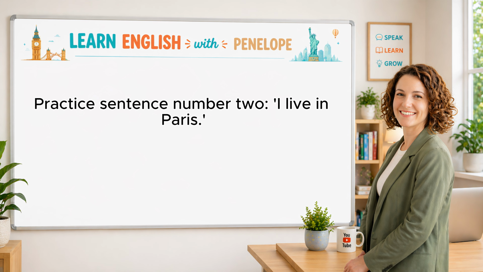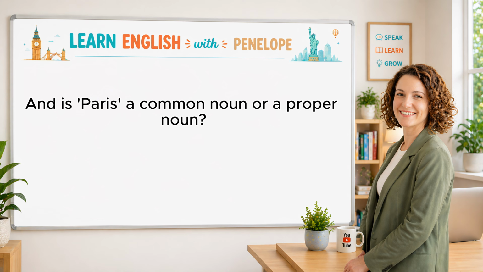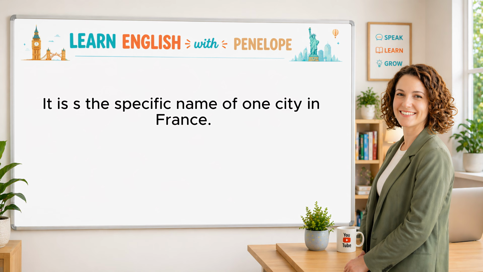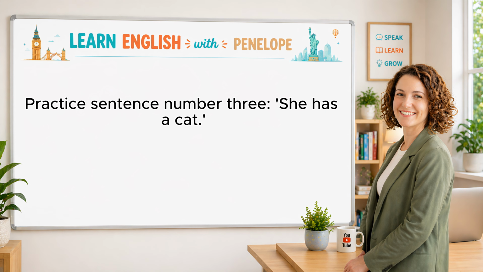Practice sentence number 2. I live in Paris. Now, which word is a noun here? The word Paris. And is Paris a common noun or a proper noun? It is a proper noun. It is the specific name of one city in France. It starts with a capital letter, P. Paris, proper noun. Did you get it? Great job.